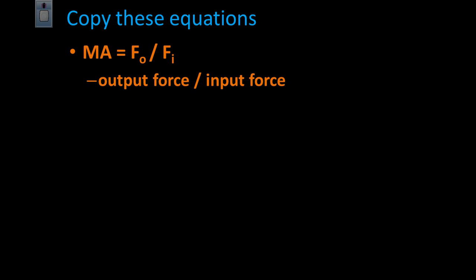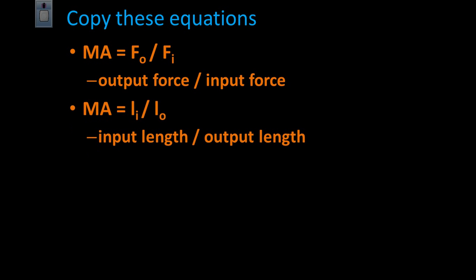Let's move on to the equations you'll need to know to calculate mechanical advantage for various simple machines. First equation says MA equals FO divided by FI. This stands for output force divided by input force. You might use this equation if you were measuring the mechanical advantage of a lever or a pulley. The next is mechanical advantage equals LI divided by LO. This stands for input length divided by output length. And again, you could use this if you were measuring the mechanical advantage of a lever or pulley.